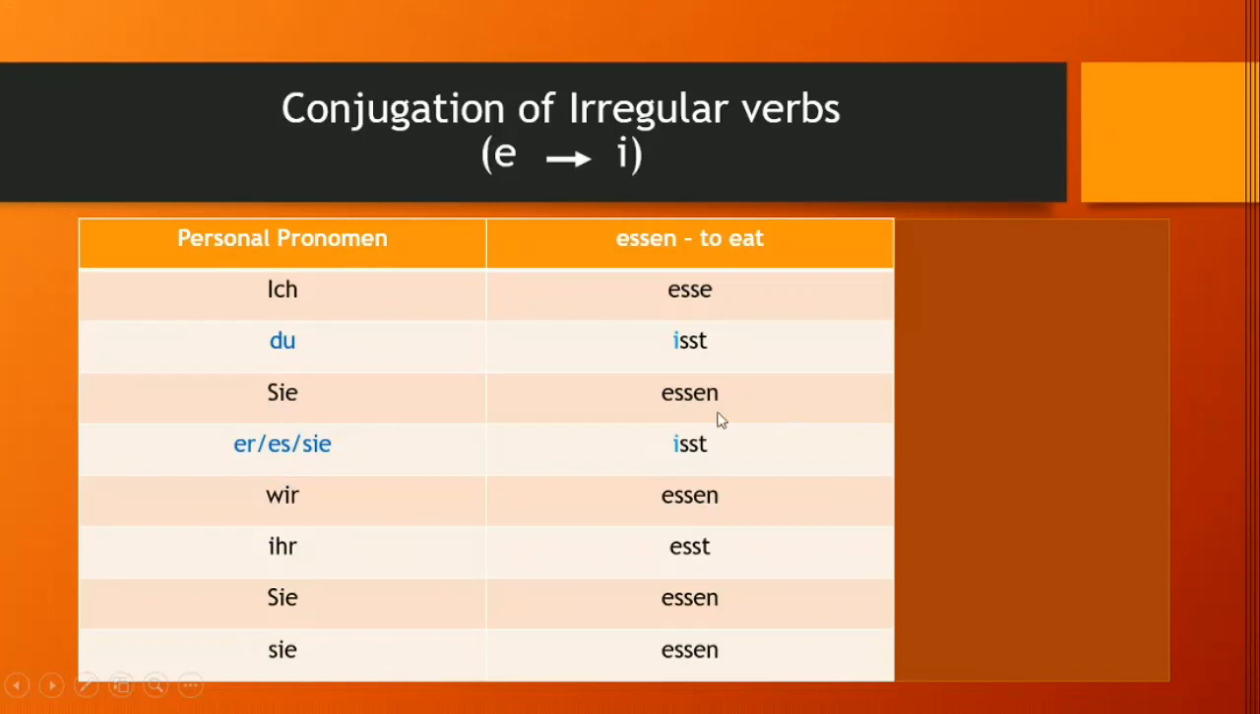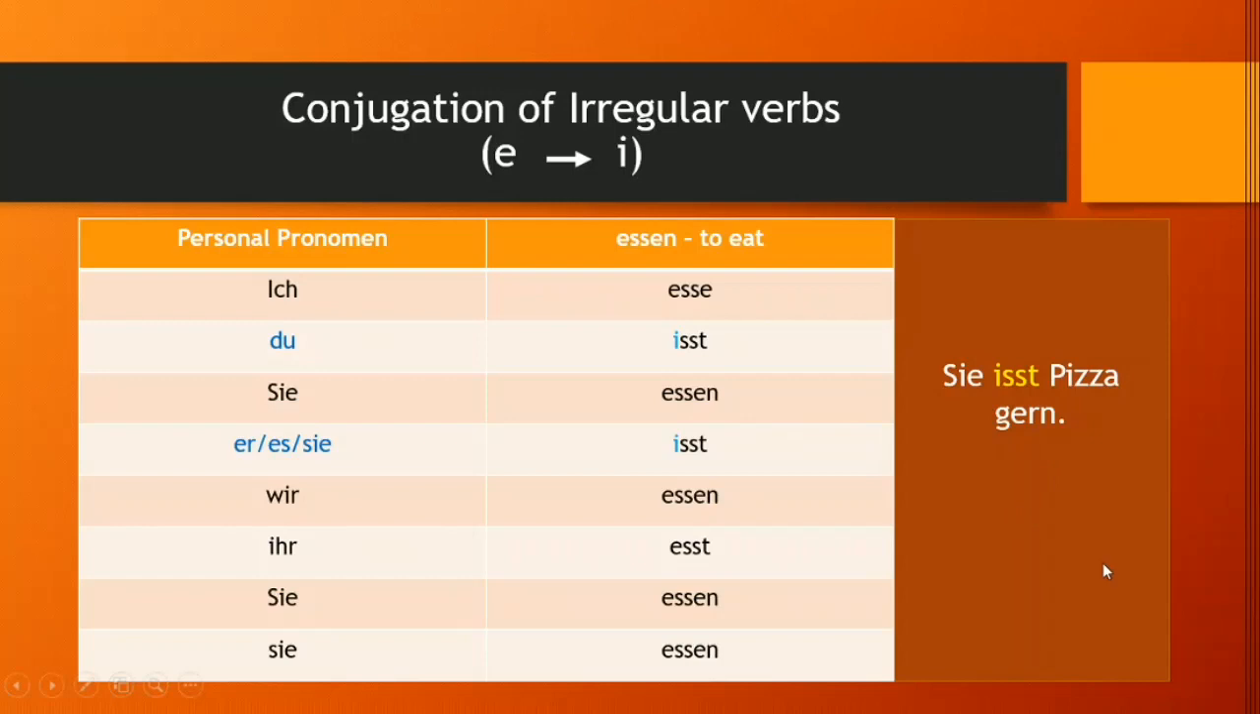Er/sie/es isst. Wir essen, ihr esst, sie essen, Sie essen. So for du and er/sie/es, it's conjugated in the same way: isst, isst. So guys, yes, there are a few exceptions. You will have to memorize this. There is no other option. So if you practice every day, you will get this.